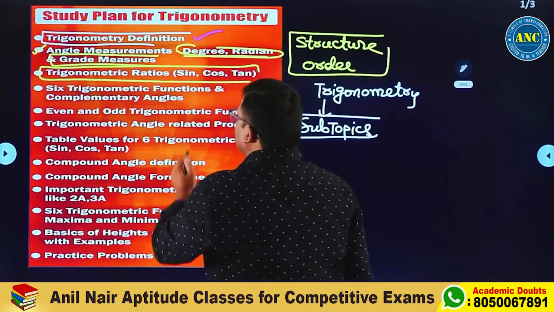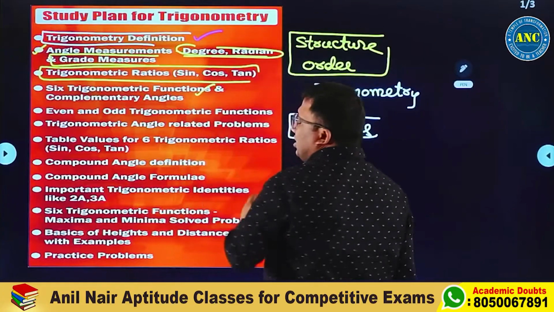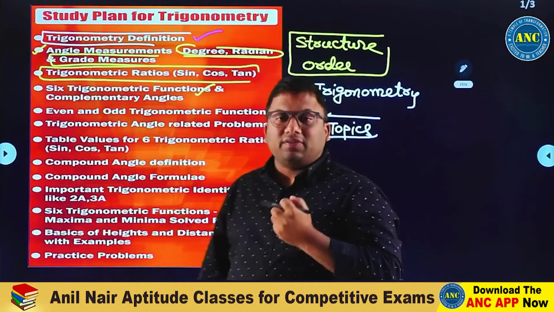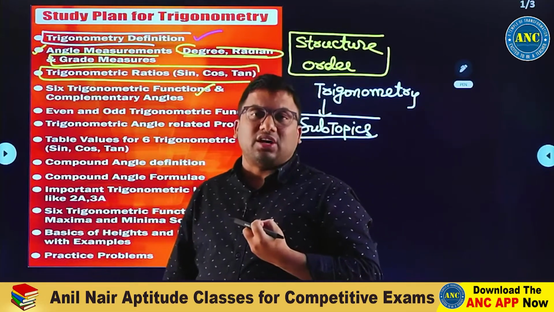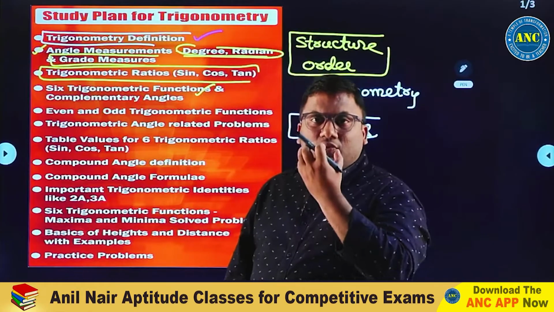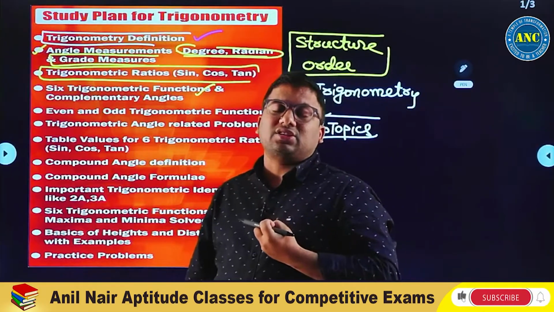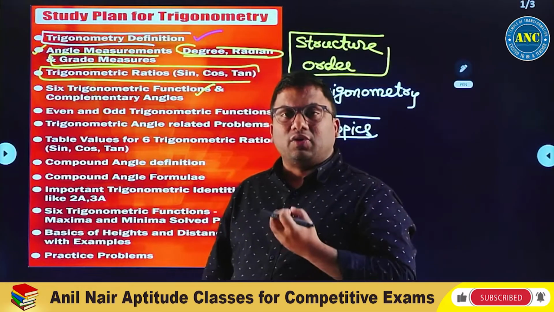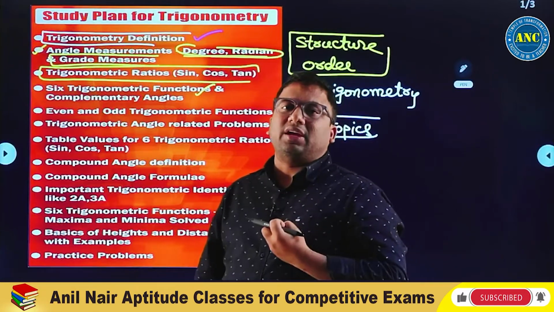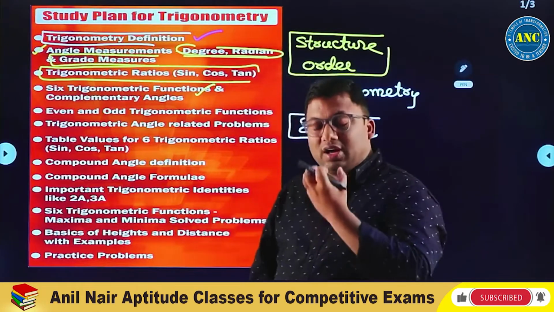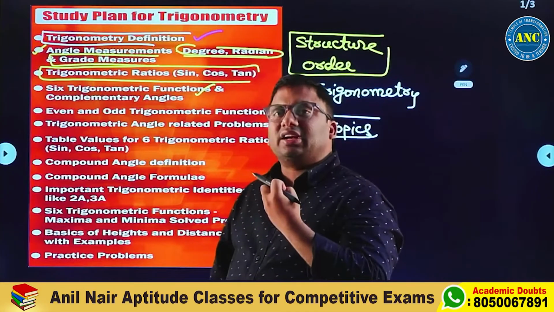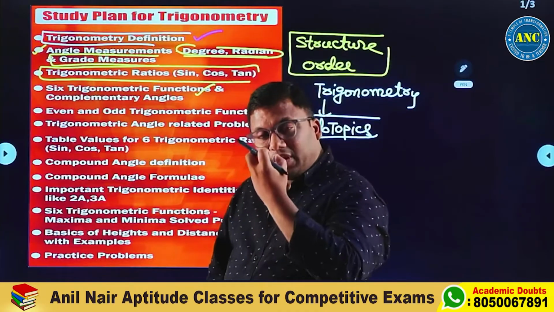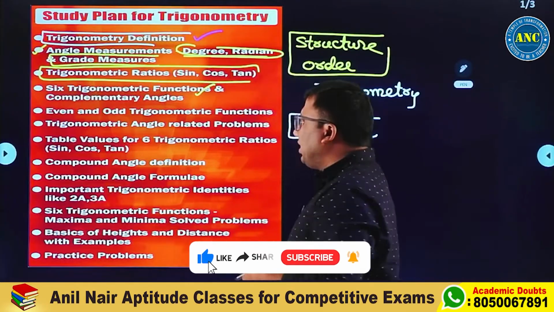Once you understand this, then we will discuss the relationship between sin theta and cos theta. Why is sin square theta plus cos square theta equivalent to 1? Why is cosecant square theta minus cot square theta equivalent to 1? Why is secant square theta minus tan square theta equivalent to 1? Why is cosecant theta 1 by sin theta? Why is secant theta 1 by cos theta? Why is cot theta 1 by tan theta?